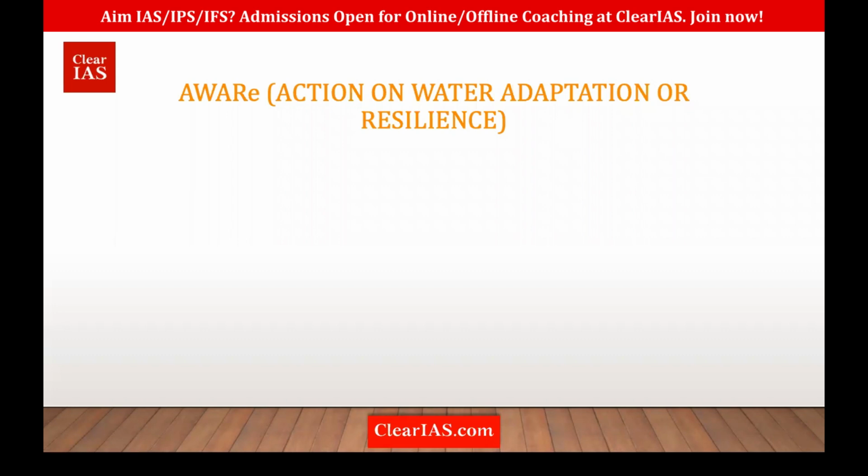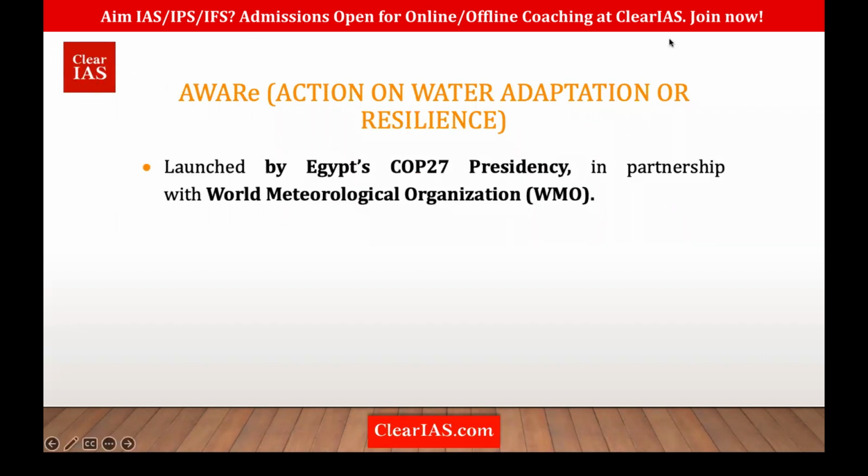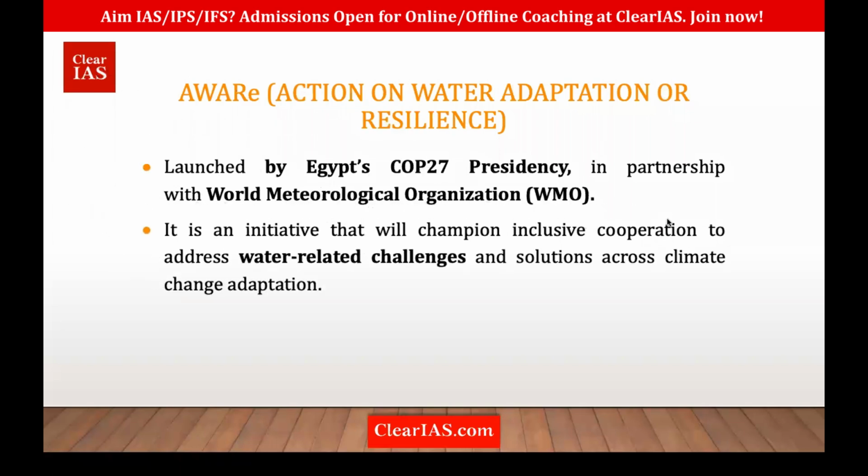So in order to overcome that, AWARE was adopted at the latest COP under Egypt's presidency, along with the World Meteorological Organization (WMO). So WMO and Egypt's COP27 came about with what? The concept of AWARE, Action on Water Adaptation and Resilience. Okay, so their major aim is what? To overcome all the challenges with respect to water.